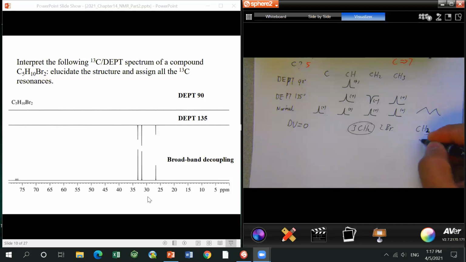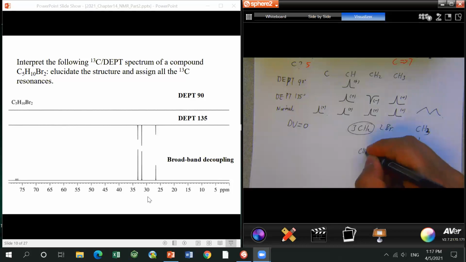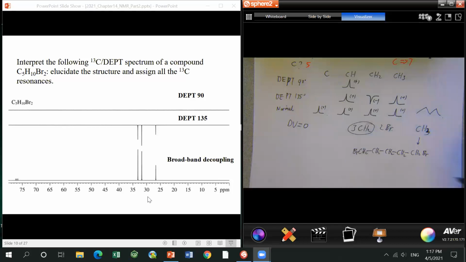Maybe we'll do it this way. So that still becomes a terminal one. And because there is a lot of symmetry in the molecule, you should have 2 of this one, 2 of this one, and then the bunch of CH2, and then another CH2 with Br. Actually, this is the answer for this question.